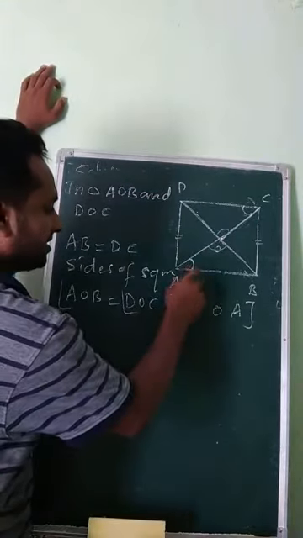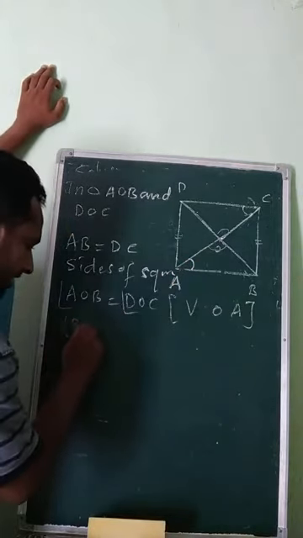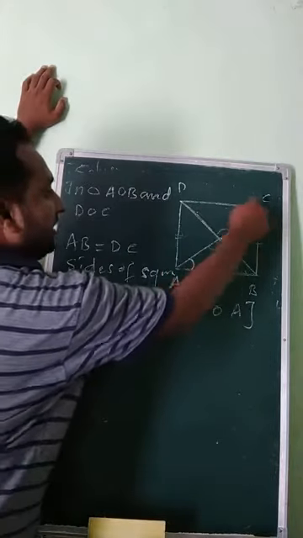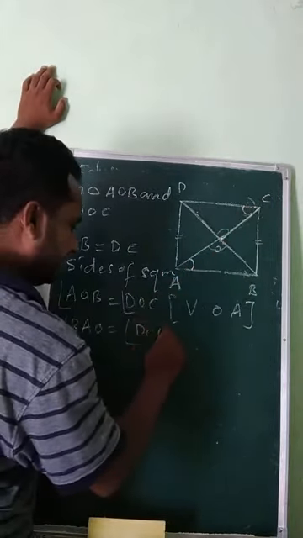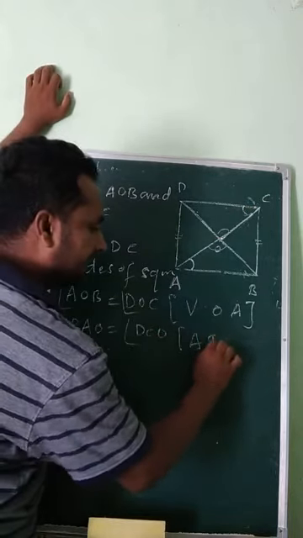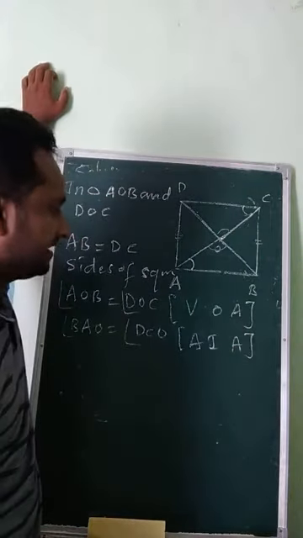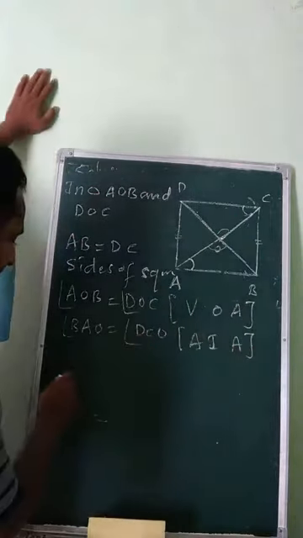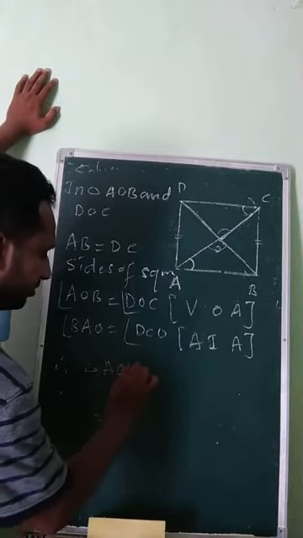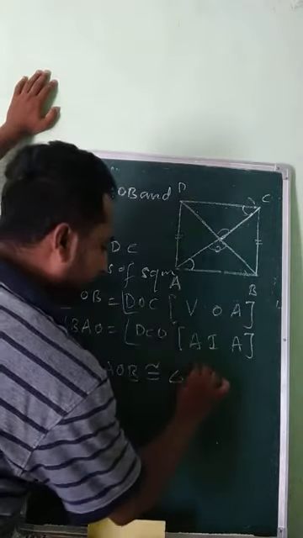So what is the name of this angle here? Angle BAO. Angle BAO is equal to angle DCO. What is the reason here? Because alternate interior angles are equal. So what can you write here? Finally, therefore, triangle AOB is congruent to triangle DOC.